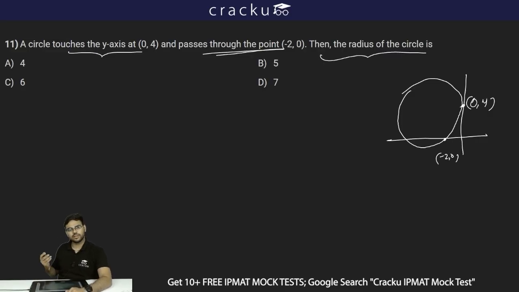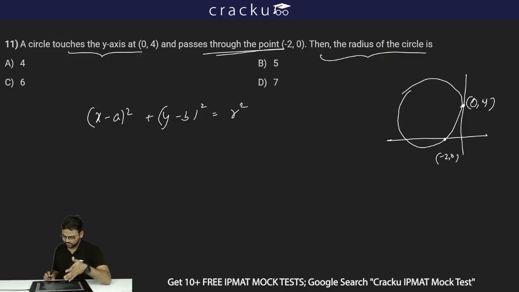Firstly, we should know what is the general equation of the circle. If a circle has a center a, b and the radius is r, the circle equation is given as (x minus a) whole square plus (y minus b) whole square is equal to r square.